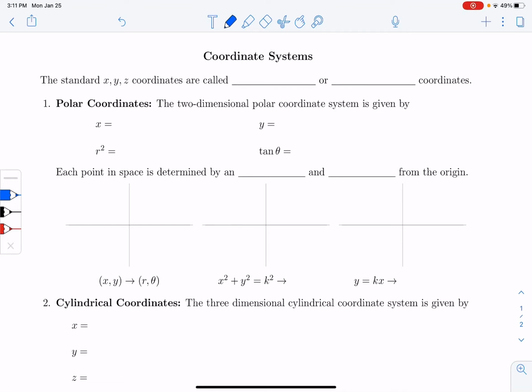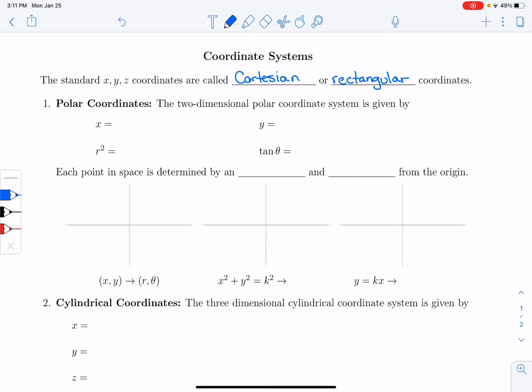I would like to now introduce different coordinate systems in 3 dimensions. We have been using the x, y, and z coordinates. These are called Cartesian coordinates, also known as rectangular coordinates. But this is only one way to specify a point in 2 or 3 dimensions. And so we would like to consider other ways that we can specify where a point is located in 2 or 3 dimensions. We're going to start with polar coordinates.